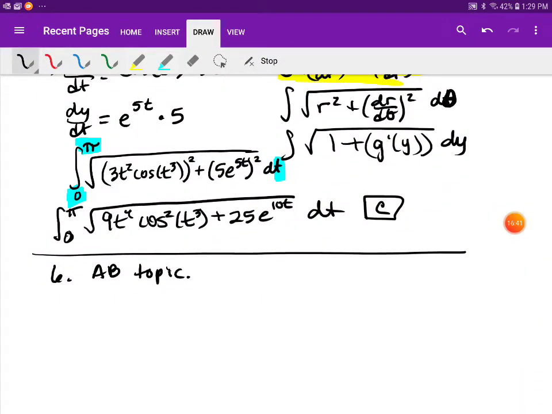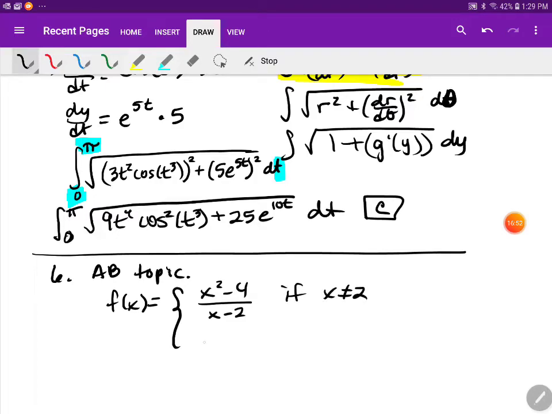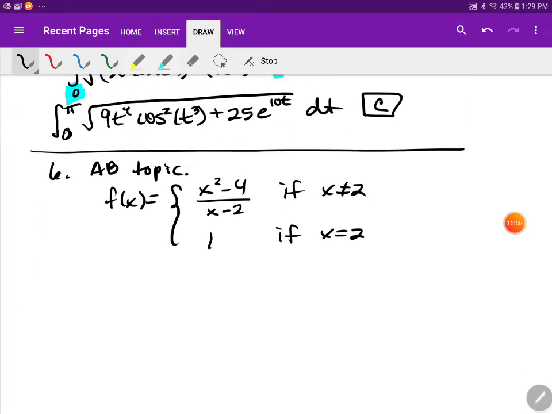Okay, so AB topic. See what you think it looks like. But you guys already tried it, so you're not identifying at this point. So this is if x does not equal 2, and 1 if x does equal 2. Okay, piecewise. Which of the following is true about the graph? Limit, continuous, differentiable. The thing is I think I can graph this one.